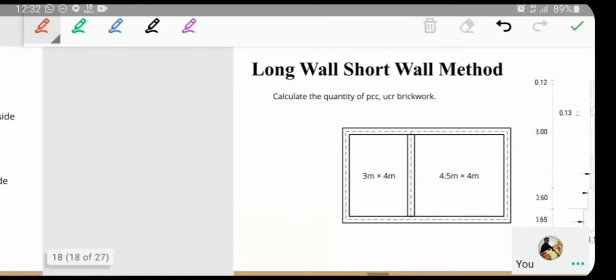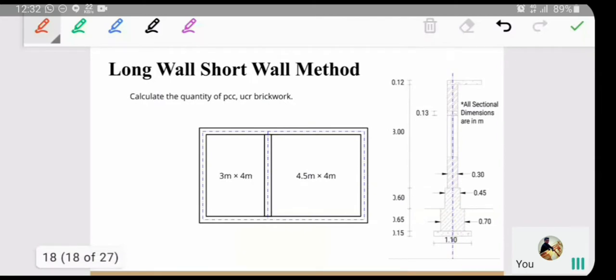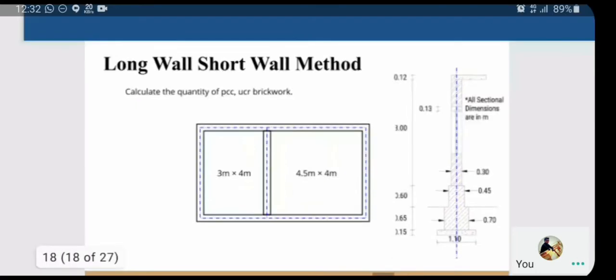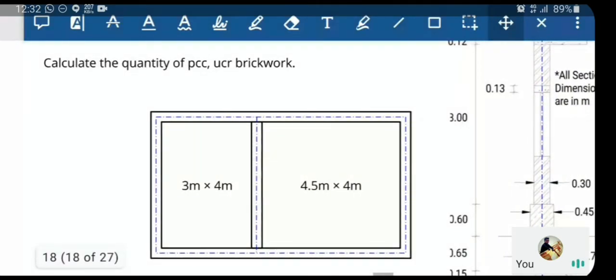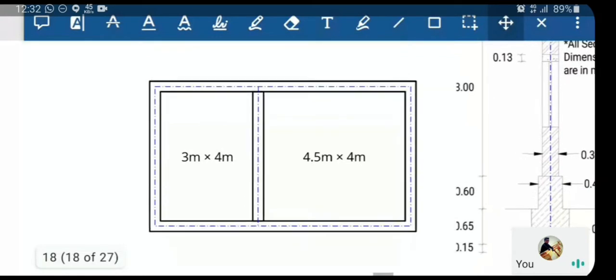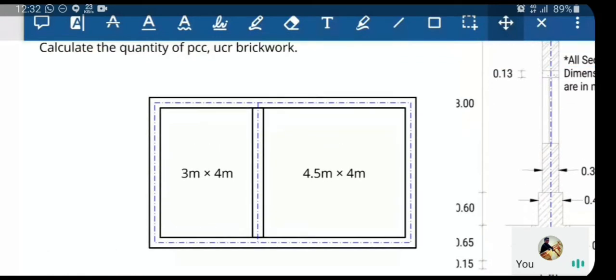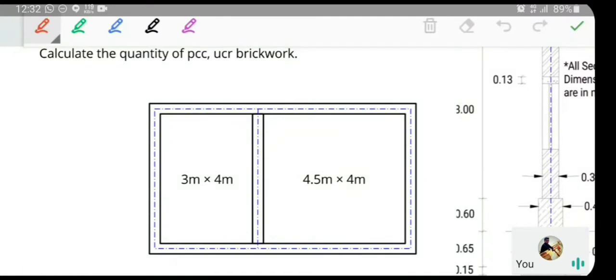Now let's take a simple example of the quantity calculations. You will not get such a simple example in the exam. So calculate the quantity of the PCC, UCR masonry and brick work. Now the first step will be dividing this particular plan into the long walls and short walls. Suppose I name the corners 1, 2, 3, 4, 5, 6. I have named the 6 corners 1 2 3 4 5 6.